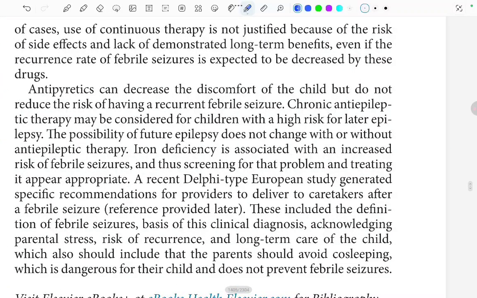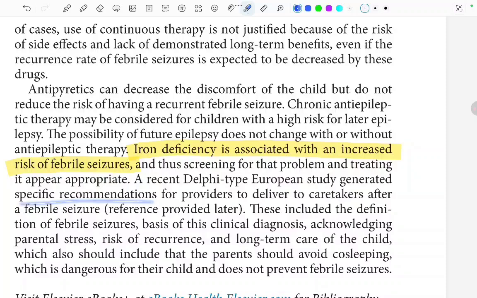Iron deficiency is associated with increased risk of febrile seizures. Okay, iron deficiency is also associated with increased risk of breath holding spells, and in children with breath holding spells, treating iron deficiency helps a lot. Just a different point that I have just noticed in my IPD. So iron deficiency is associated with an increased risk of febrile seizure, and thus screening for that problem and treating it appear appropriate.